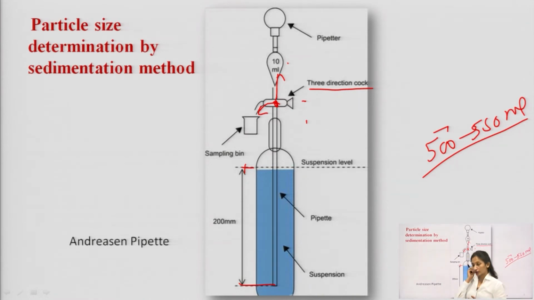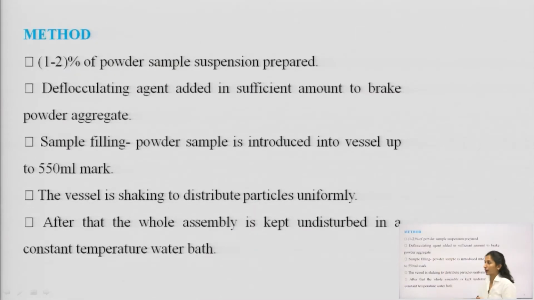So, now how will you determine the particle size? Whatever suspension or particles you have for the determination of particle size by the sedimentation method, you just remove the pipette and fill that suspension in this container of the Andreasen pipette. First we have to prepare a 1 to 2% powder sample suspension.